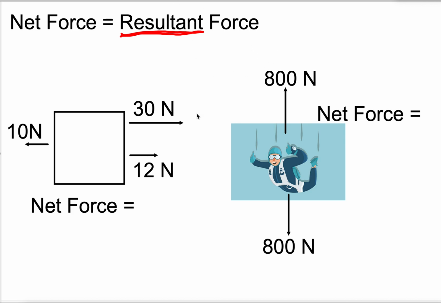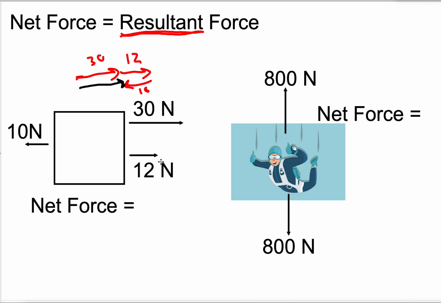So if I were able to pick them up and move them, I would have 30 newtons. Then I would have 12 newtons. And then I would have 10 newtons, right? And the resultant force would be from the very beginning to the very end. How long would that vector be? And the answer is 32.